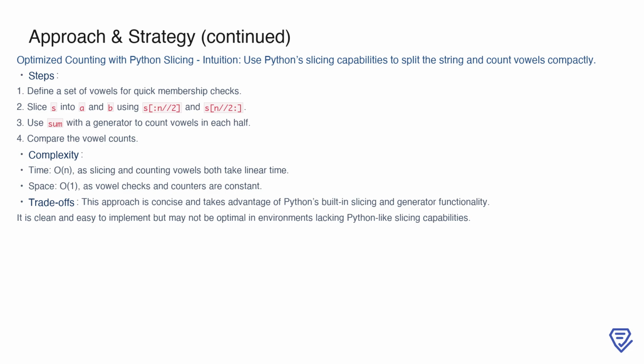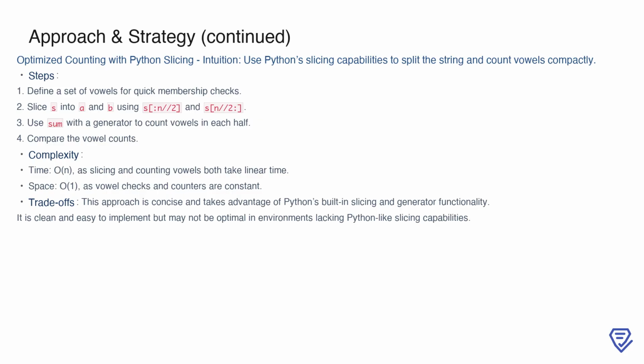An optimized approach leverages Python's slicing capabilities for a more compact solution. Here, we define a set containing all the vowels to ensure efficient membership checks. Using slicing, we split the string into two halves. The first half is obtained with s[:len(s)//2], and the second half with s[len(s)//2:]. To count vowels in each half, we use a generator expression inside the sum function, which allows us to calculate the vowel count in a single line of code for both halves.